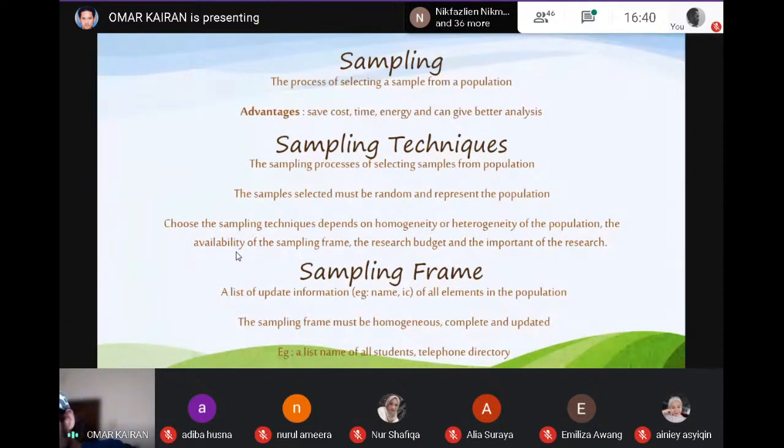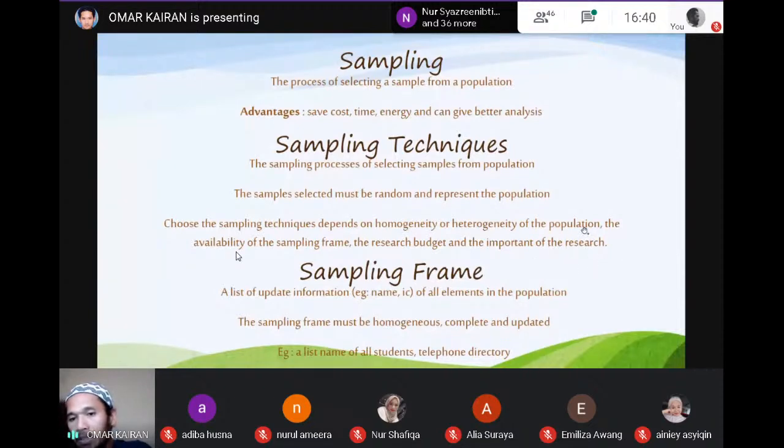Sampling frame ada tak? Kalau tak ada, kita guna yang ni, kita guna sampling technique this one. If we have this sampling frame, therefore we are using this kind of sampling technique, teknik yang macam ni. So itu maksud dia lah. The determinant of the sampling technique depends on the heterogeneity or homogeneity, and then the sampling frame, and then also the budget, and the importance of the research.